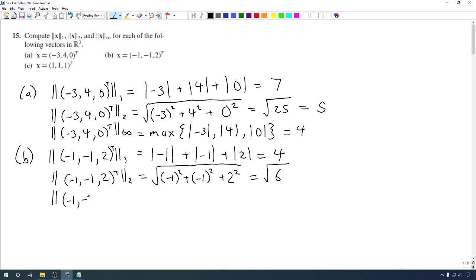Then we have the infinity norm of -1, -1, 2. And that should be an infinity, not a 2. And again, this is the maximum of the absolute values of -1, -1, and 2. So we're dealing with 1, 1, and 2. The biggest of those is 2.